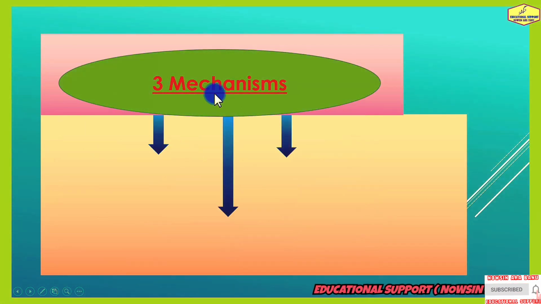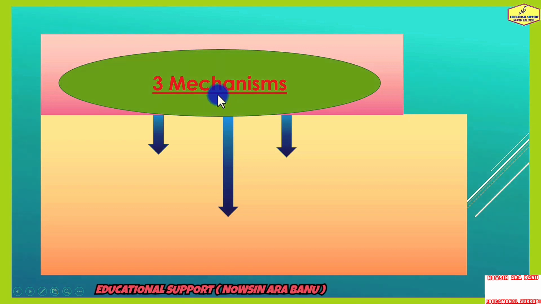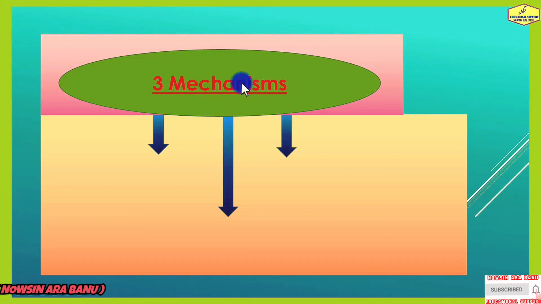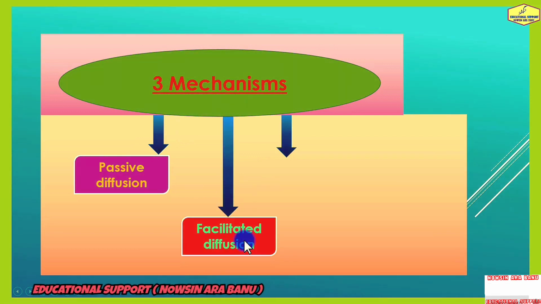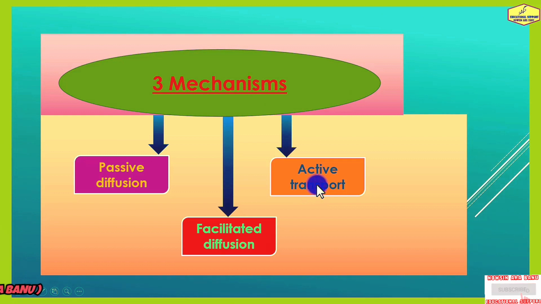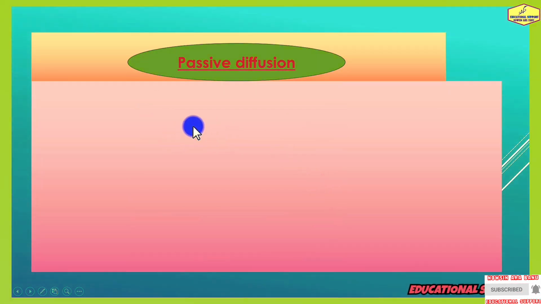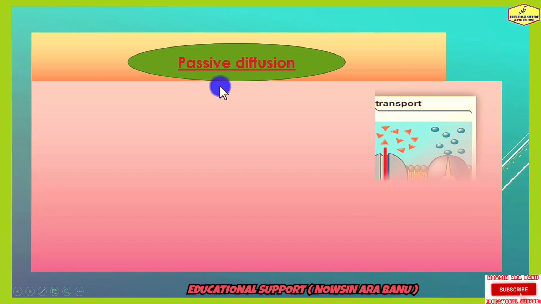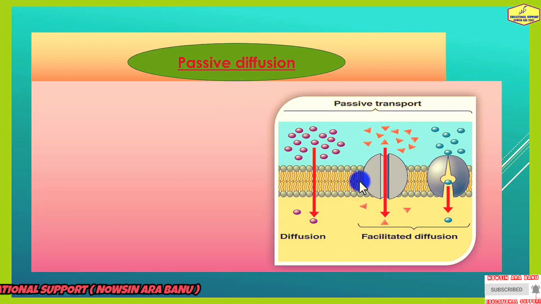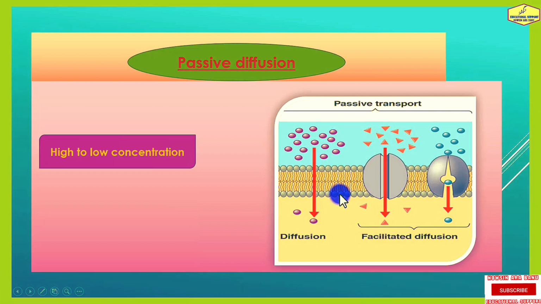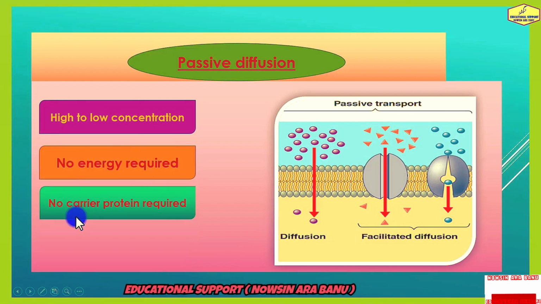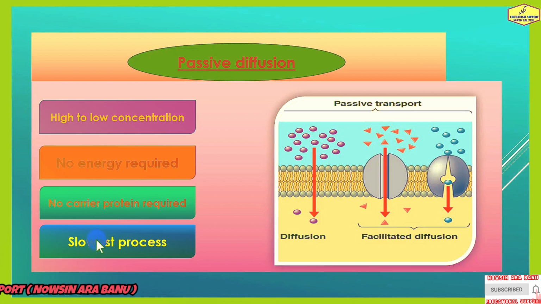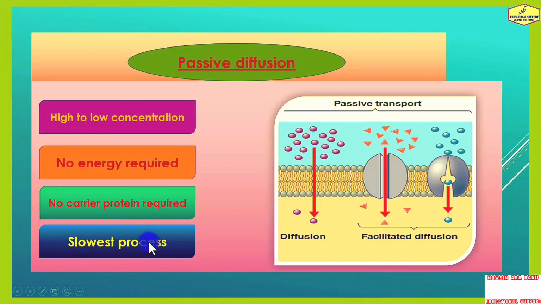Next, we are going to focus on the mechanism. Carbohydrates are absorbed as monosaccharides by three basic mechanisms, namely passive diffusion, facilitated diffusion, and active transport. Do you know the characteristics of passive diffusion? The characteristics of passive diffusion are movement from high to low concentration, no energy required, no carrier protein required, and the last one is that it is the slowest process.